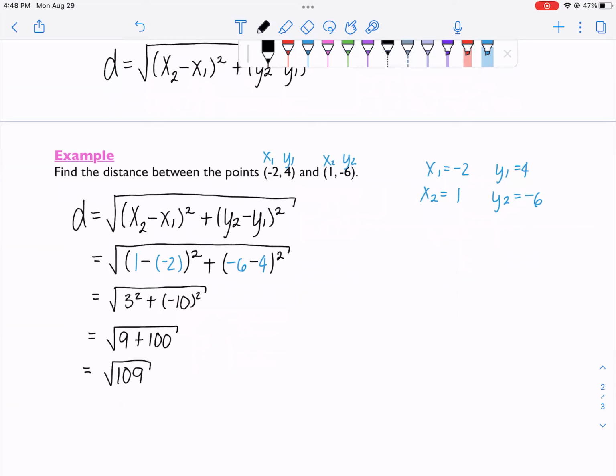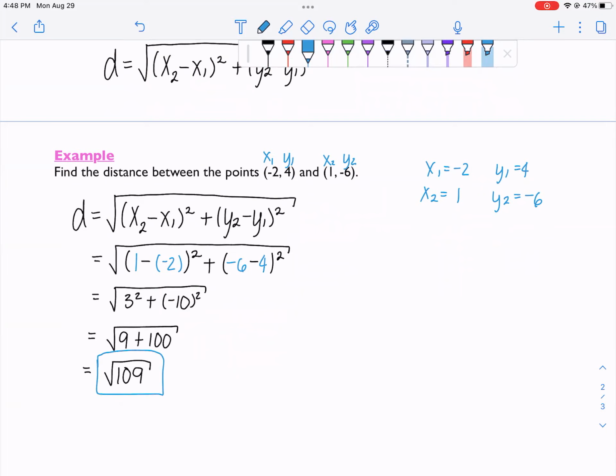Some answers might have you round. So if it asks for your answer rounded to 2 decimal places, then you would put it in your calculator and round the answer to 2 decimal places. But I'm just going to leave this as my answer for here. Bam.